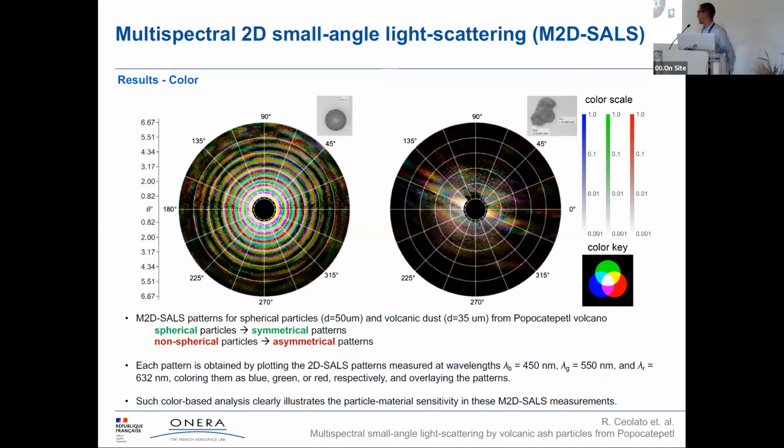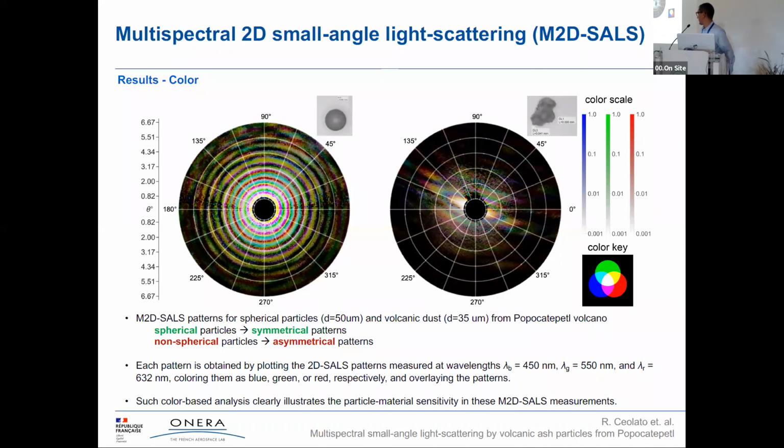What is new in our work is that we could probe those scattering patterns at different wavelengths. In this work, we used 14 different wavelengths, but we can extend it to 100 or a few hundreds of wavelengths, as much as we want, depending on the sensor and the laser, of course. Then we can select and pick some wavelengths to produce those color images.